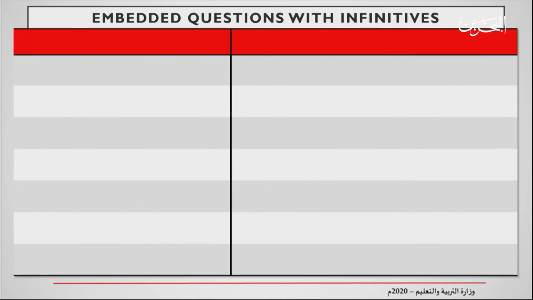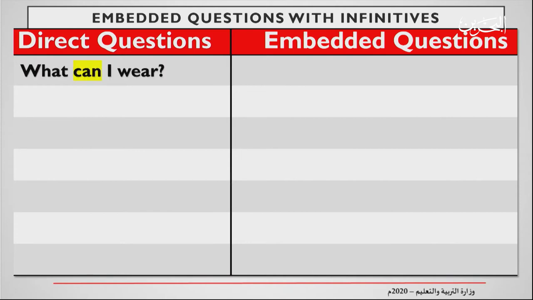So, embedded questions with infinitives. Direct questions. Then the embedded questions. Let me show you the first type. What can I wear? This is a direct question. Now, with this, I would like to use the embedded question. I say, can you tell me, the introductory phrase, and then the embedded question, what to wear, without the question mark. The first one, because it is a direct question, you have to use the question mark. And the second one, because it is an embedded question within a sentence, you cannot use the question mark. Can you tell me what to wear? Because it is a polite question.